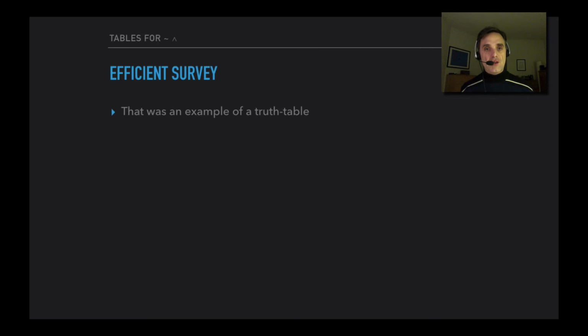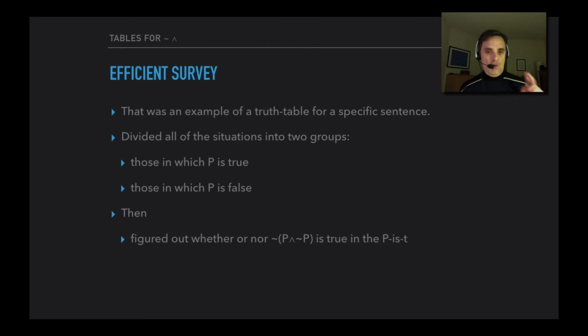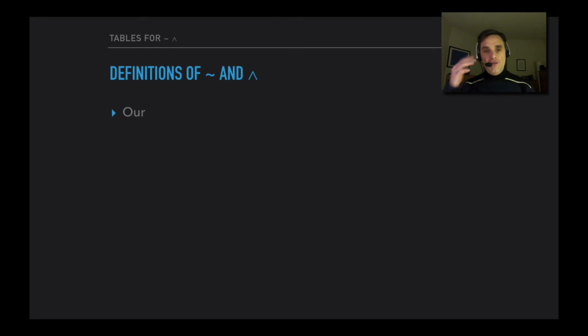So this is an efficient survey. It's a way of surveying all of the possible situations there ever could be in two rows. This was an example of a truth table for a specific sentence. We divided all the situations into two groups, those in which P is true and those in which P is false, and then we figured out whether or not negation (P and not P) is true in the P-is-true situations, and whether or not it was true in the P-is-false situations, and in fact it's true in both of those kinds of situations, and so it's true in all the situations. So far, our survey in this example relied on our intuitions about how negation and conjunction work.